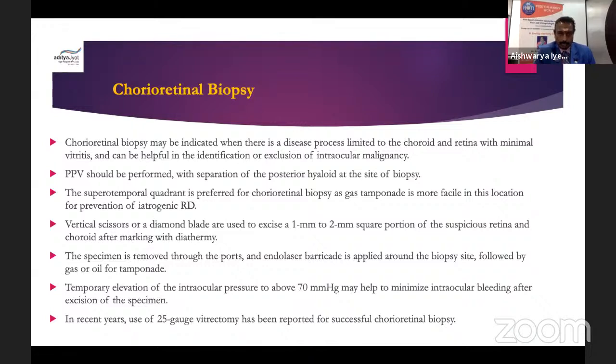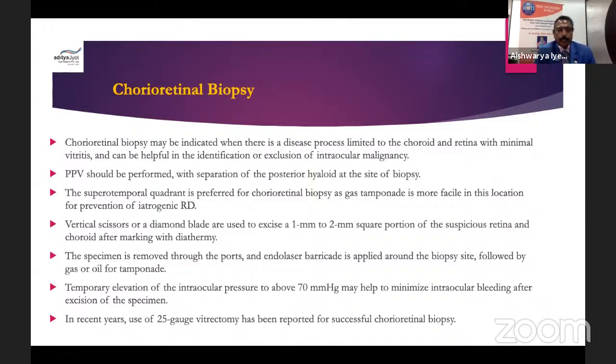of iatrogenic retinal break. Vertical scissors or a diamond blade are used to excise a 1 millimeter to 2 millimeter square portion of the suspicious retina and choroid after marking with diathermy. The specimen is removed through the ports. The endolaser barricade is applied all around the biopsy site, followed by gas or oil for tamponade. Sometimes I do the endolaser barricade and then do the biopsy.